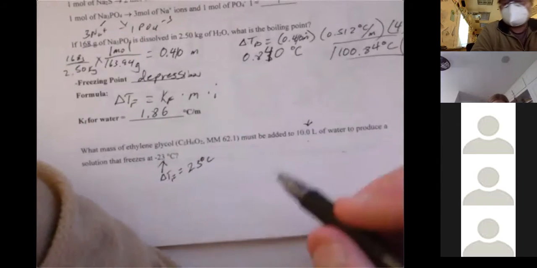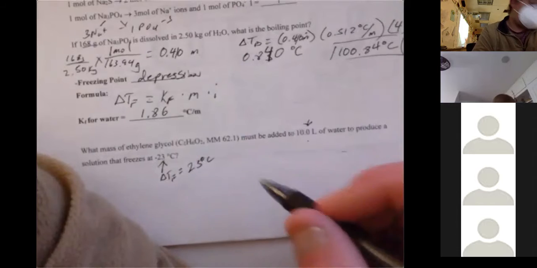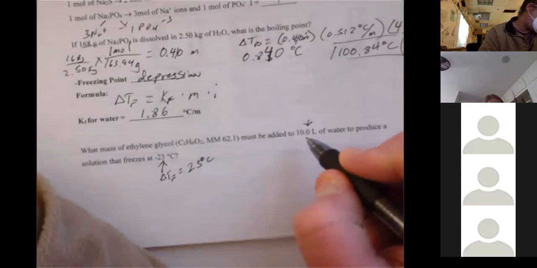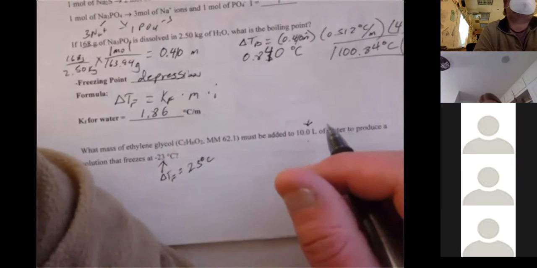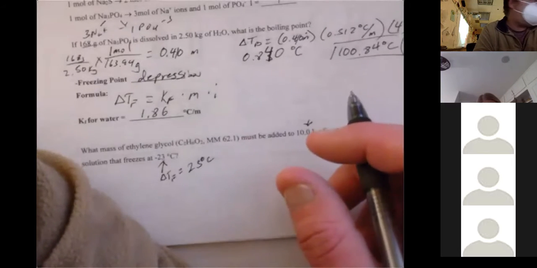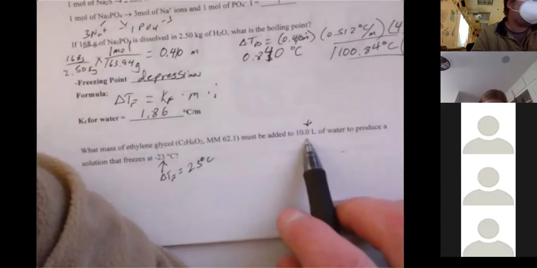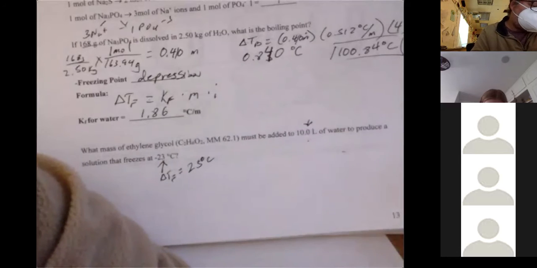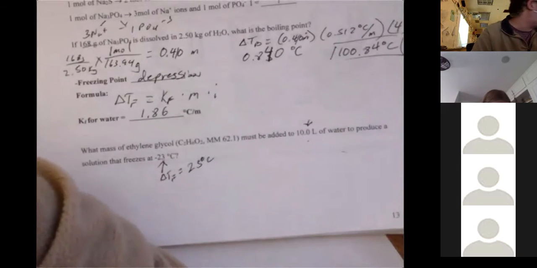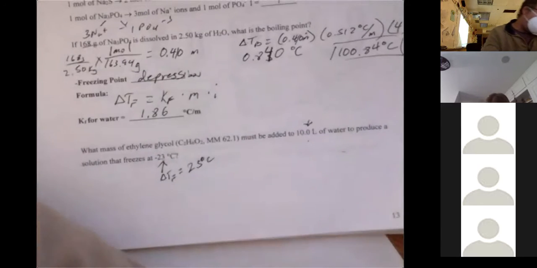What is this 10 liters of water? The volume. What's the density of water? 1 gram per milliliter. So how much will 10 liters of water weigh? 10,000 grams, good. And we can divide that by 1,000 and get 10 what? 10 kilograms.